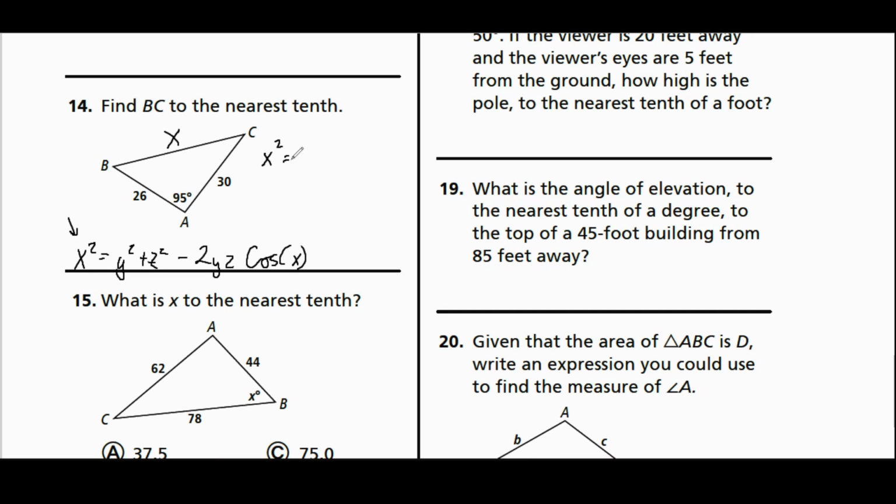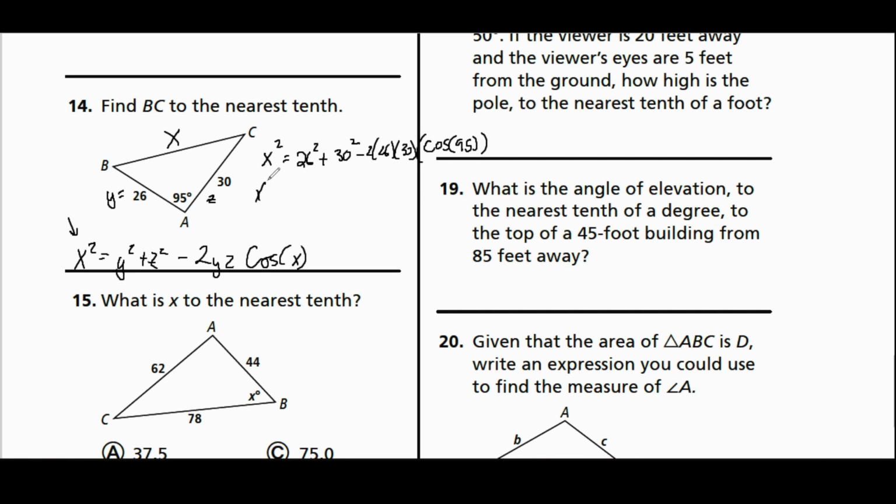And I'll show you what I mean. I'm going to define this as side y, and this is side z. So now I'm going to have 26 squared plus 30 squared minus 2. And then I'm going to use these numbers in the same order. 2 times 26 times 30 times the cosine of x. And the angle x is 95, so that is the angle opposite of it. And now I can start running all of this through my calculator to get an answer.